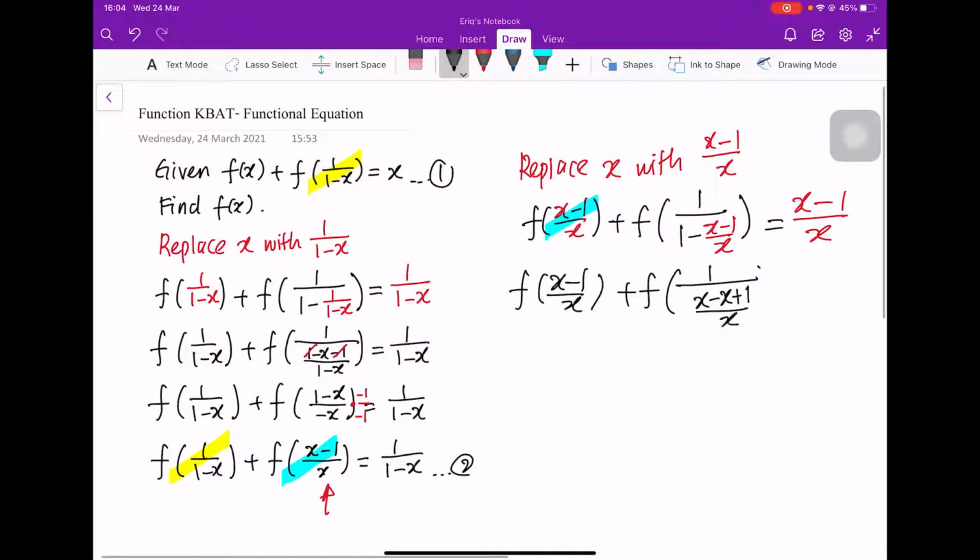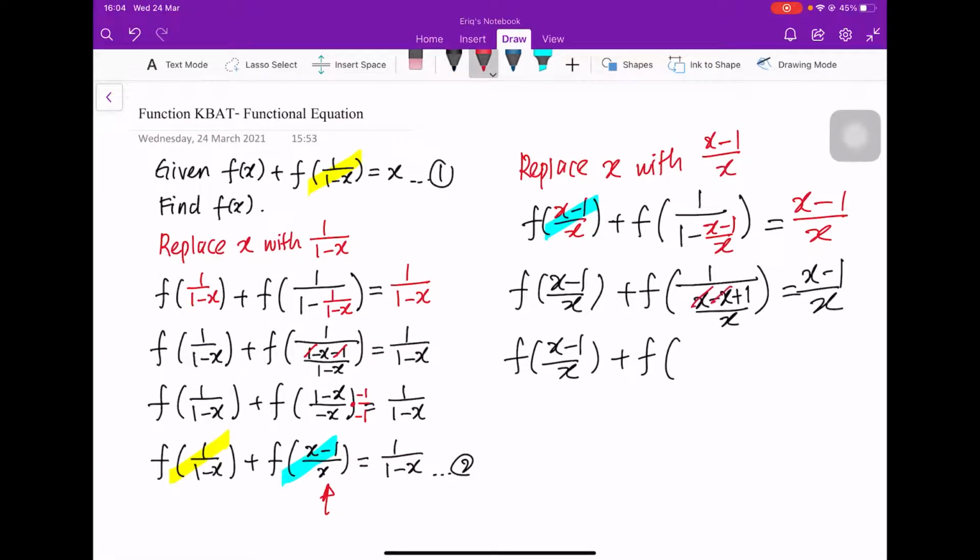Okay, equals x minus 1 over x. So f of x minus 1 over x plus f of... okay, this x and negative x will cancel out each other. Then you bring the x to the top, it will just be x over 1, which is x, equals x minus 1 over x. And are we done? Yes, because we can cancel out the terms in blue.